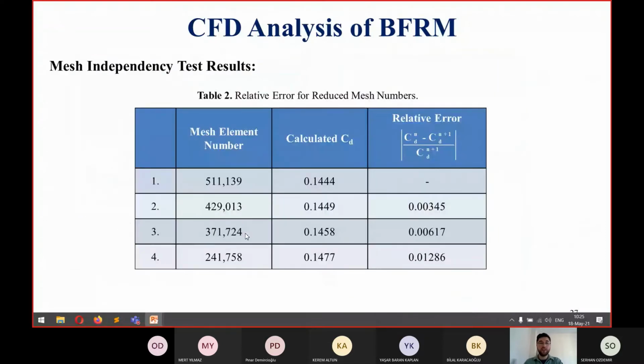And before conducting the CFD analysis, we have to check the mesh independency of our boundary conditions. As you see, I decrease the mesh number, and my relative error also increases, but not too much. As you see, the drag coefficients are quite the same, 0.14. It shows that my boundary conditions and model are correct.